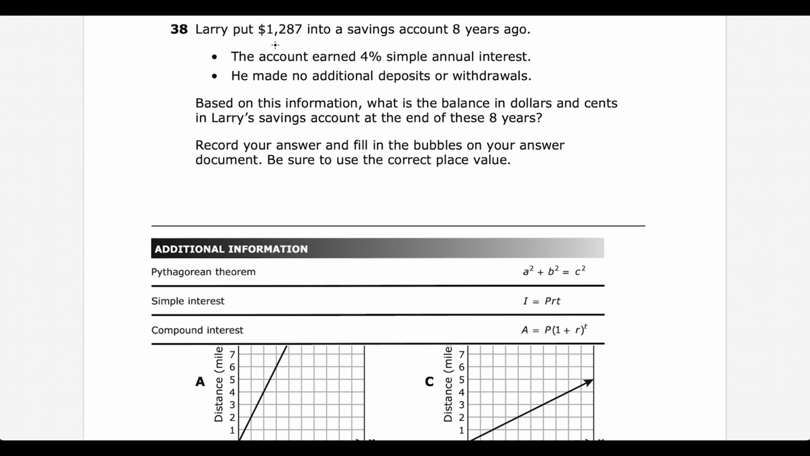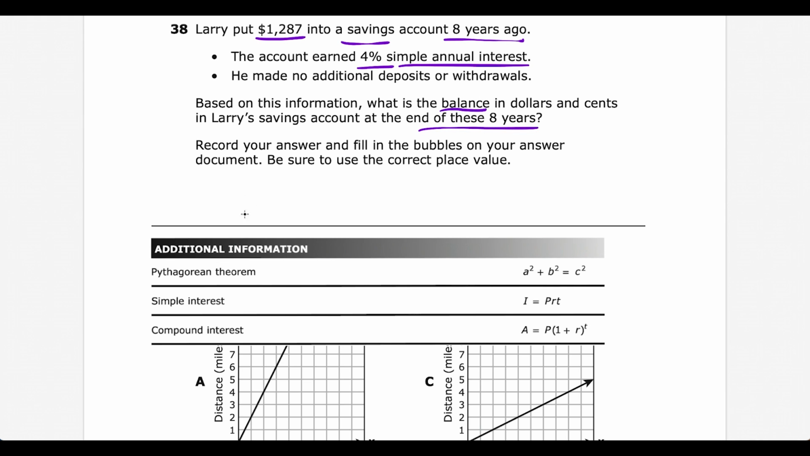Question 38, Larry puts this much money into a savings account, and this happened 8 years ago, and the account earns 4% simple annual interest. He makes no additional deposits or withdrawals, and we basically just want to find here, what is the balance in dollars and cents at the end of 8 years?